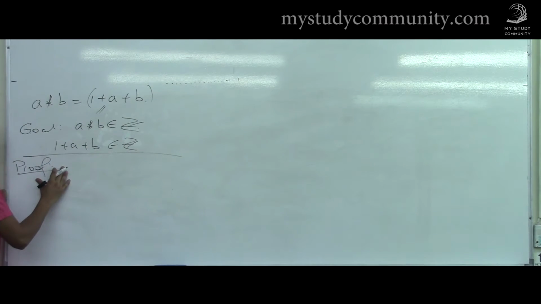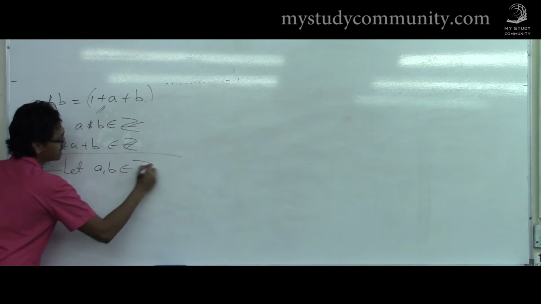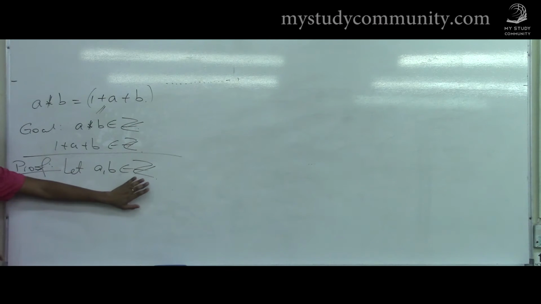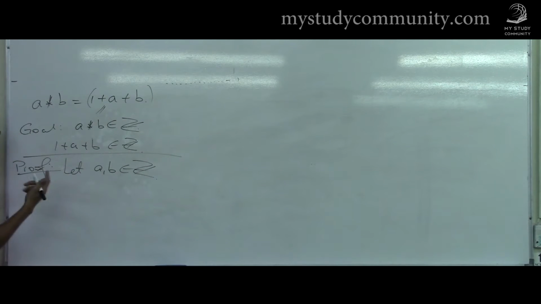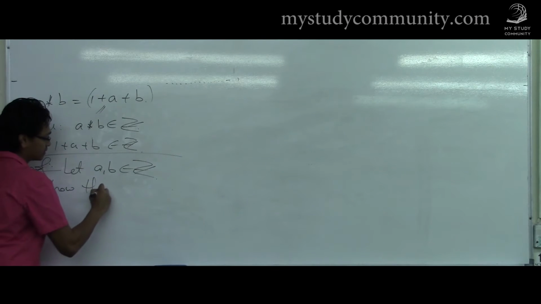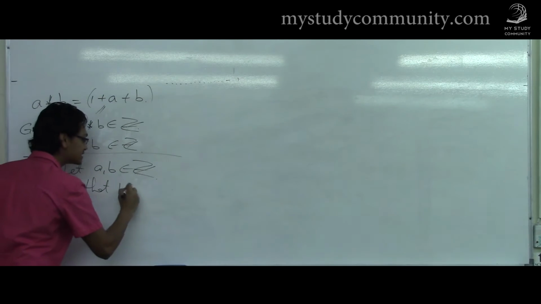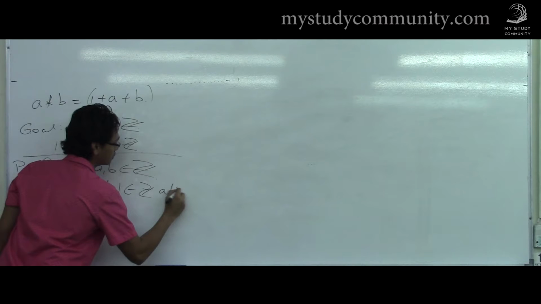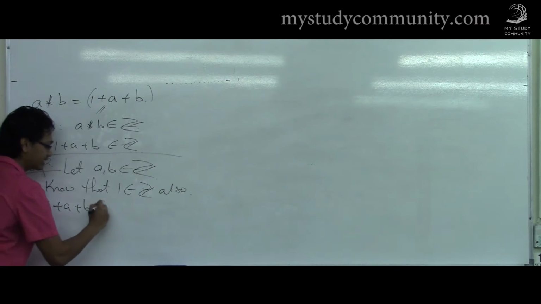So we need to first take two elements in Z, yes? So you have to have these things. You must let A and B be elements of Z. If the set is not Z, then you need to take them in that set, yes? And our goal is to get this to be in Z. Now we know that, what do we need again? We need 1, yes? We know that 1 is in Z also. Therefore, 1 plus A plus B is in Z.